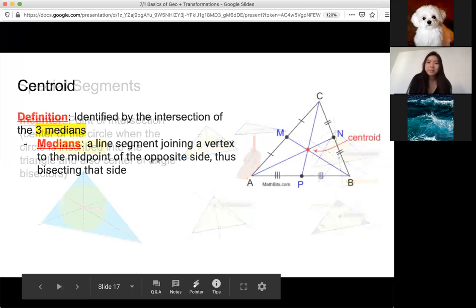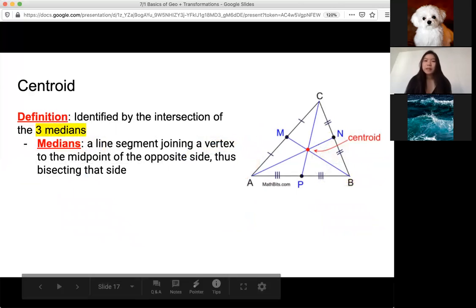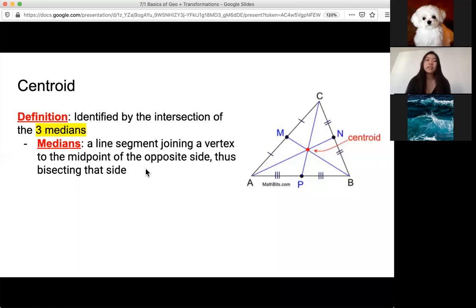That's incenter. And so centroid is a bit different because it's identified by the intersection of three medians. And again, a median is the line segment joining a vertex to the midpoint of the opposite side, thus bisecting that side. Again, it's bisecting the triangle, however, it makes these two congruent. It makes both sides congruent wherever it bisects, and there's no circle that's inscribed into the triangle, and that's a centroid. So it's just the center of a triangle that has three medians.